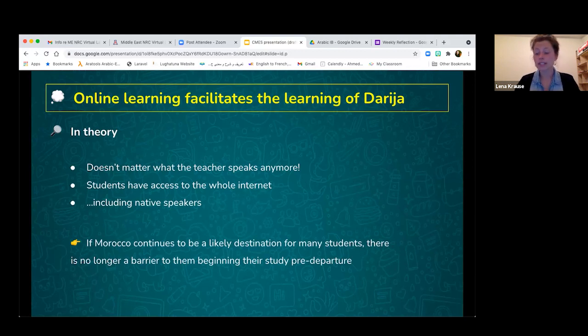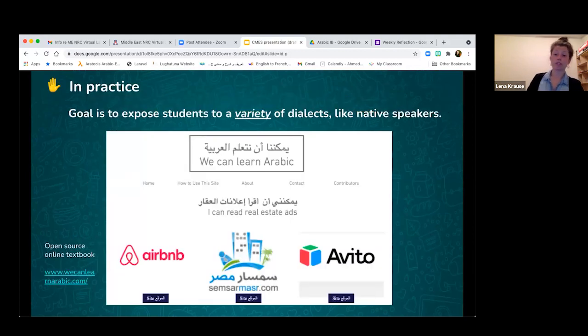In practice, one of the examples that I wanted to draw on is, and this is a free plug for University of New Mexico, but there's an online textbook that is free and open source. And the most important thing for me here, because I've started to use this with my students, is that the goal is never just to expose them to one dialect, but to expose them to a range of dialects.